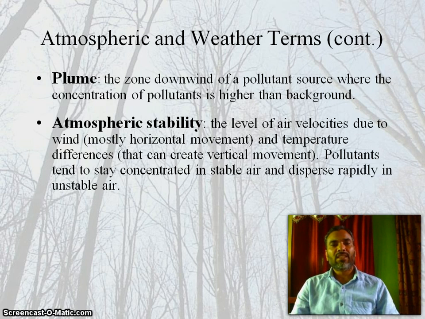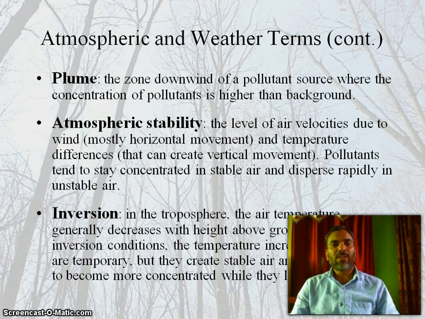Right, friends? The level of air movement due to wind, mostly horizontal movement, and temperature differences that can create vertical movement. Pollutants tend to stay concentrated in stable air and disperse rapidly in unstable air. So, friends, just remember these two terms, plume and atmospheric stability.